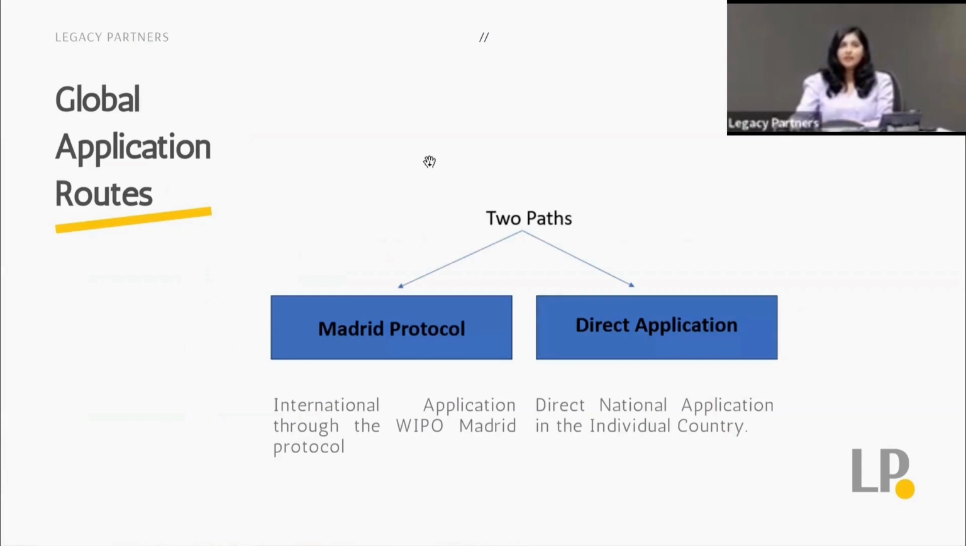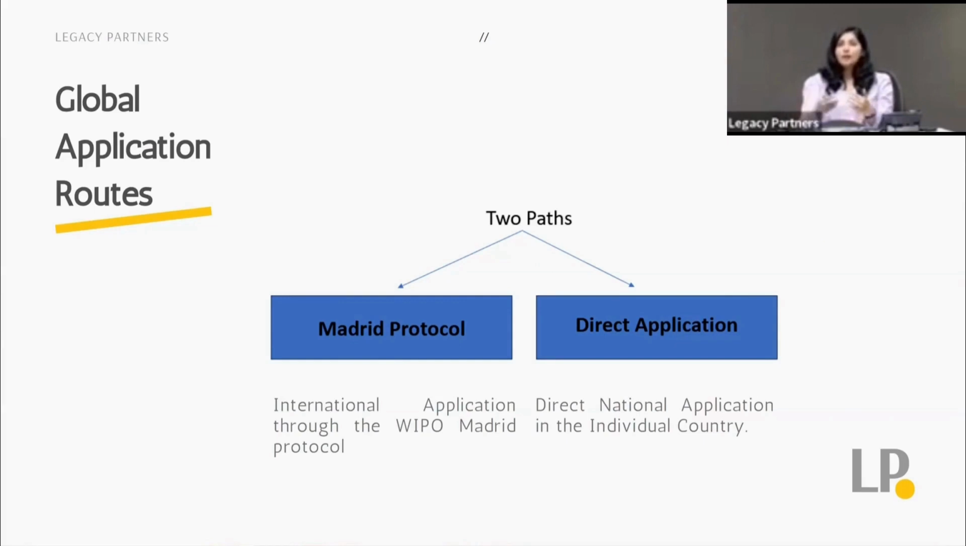Okay. Now that we have a general idea of the importance and the benefits that come with global trademark protection, let's look at the methods of a global trademark application, or rather the global application routes. Okay, so there are two main paths with which you can protect your trademark globally. One is through the Madrid Protocol, whereby you will file an international application through an organization through the Madrid route, or filing a direct application in any individual country in which you wish to protect your mark. Now, I will be discussing each of these in detail in the coming slides as well.